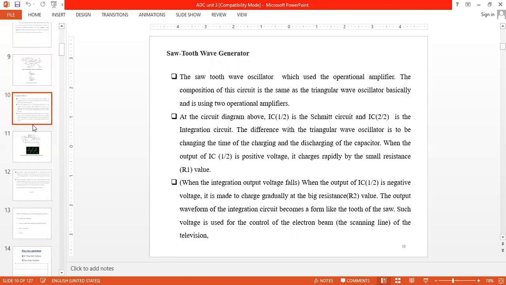Sawtooth waveform generator. This sawtooth waveform oscillator uses operational amplifiers, and the composition of the circuit is the same as the triangular wave oscillator. Basically, two operational amplifiers are used. In the circuit diagram, the Schmitt trigger is followed by the integration circuit. The difference from the triangular wave is the change in the charging and discharging time of the capacitor, because in the triangular wave the capacitor will linearly charge and linearly discharge. But in the sawtooth it will be linear charge and rapid drop to zero. So this is the difference between these two.